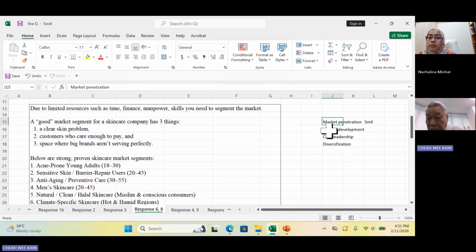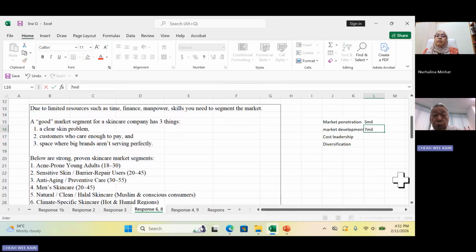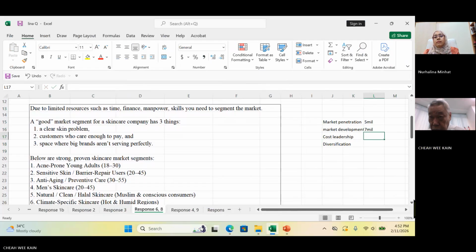Market development is, can we increase from 5 million to, let's say, 7 million? Let's include a new type of customer. 5 million all ladies, another 2 million for guys. That is called market development. Cost leadership means low cost, you kill everybody. So you don't have to worry about penetration, you don't have to worry about development. My cost is so low, I just kill all the competitors. The last one is called diversification, new product, new market.